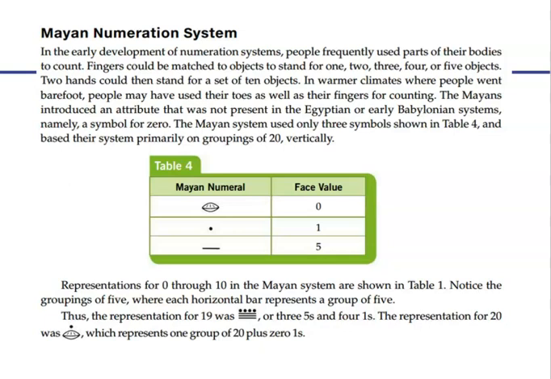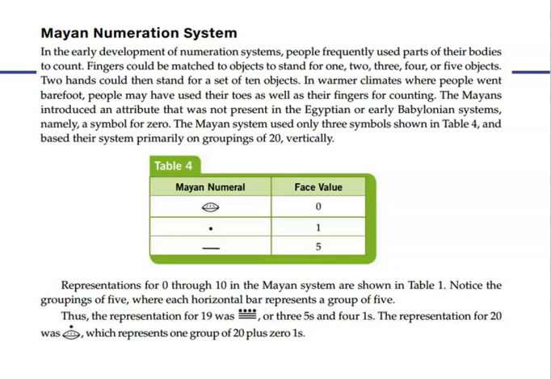The Mayans introduced an attribute that was not present in the Egyptian or the early Babylonian systems, namely a symbol for 0. Remember, we ran into the issue just a minute ago that the Babylonians, because we tried to precede a number, needed a 0, but they had added that later. Well, the Mayans had a 0, and it's a placeholder. It's not just to represent nothing, but 0 is a placeholder. You need that when you have nothing of a certain value, okay? And you're already getting a feel for that, I know.